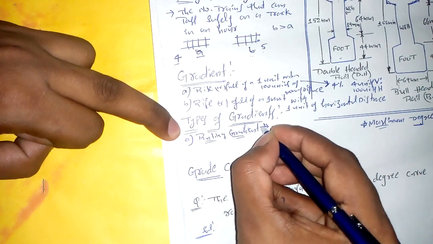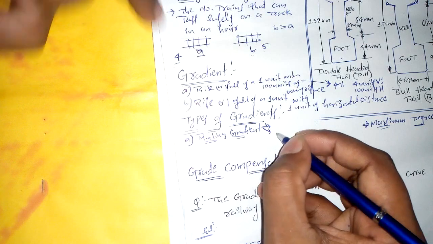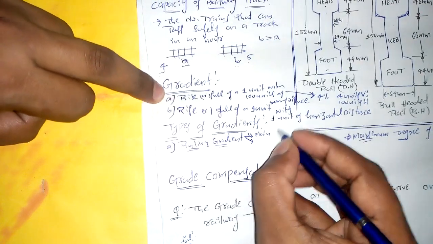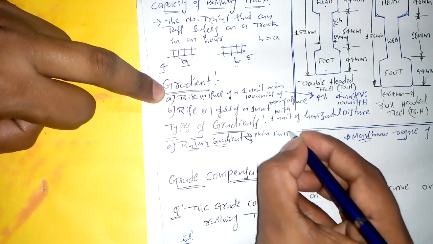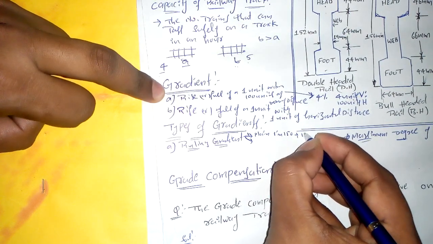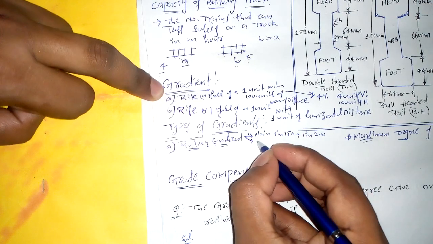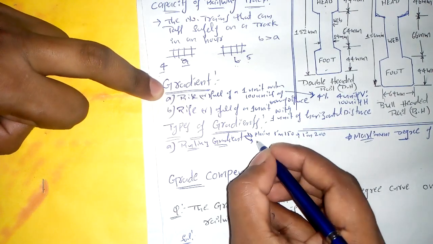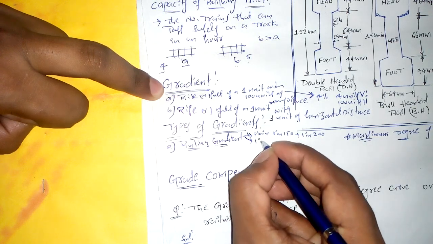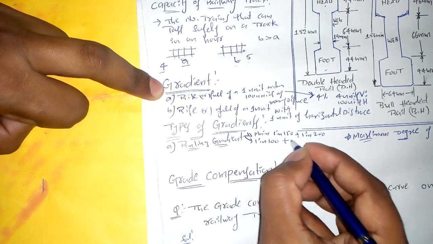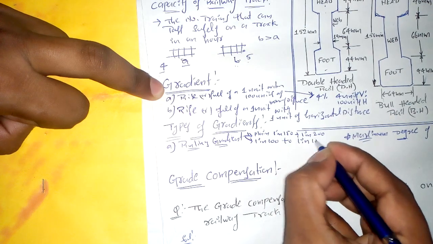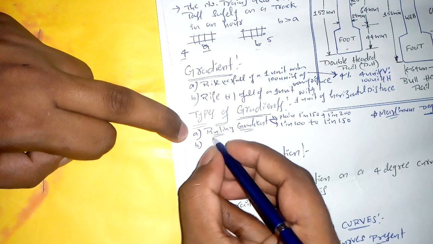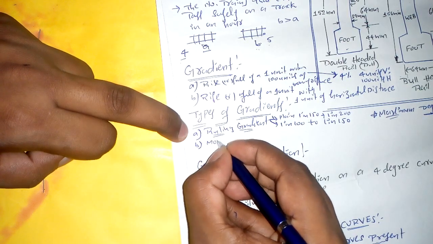There are 2 conditions for this. In a plain area, the ruling gradient could be 1 in 150 to 1 in 200. In a hilly and mountainous area, the ruling gradient is 1 in 100 to 1 in 150. And another gradient is momentum gradient.